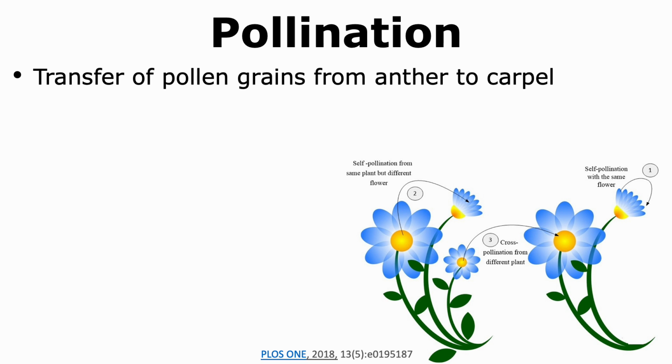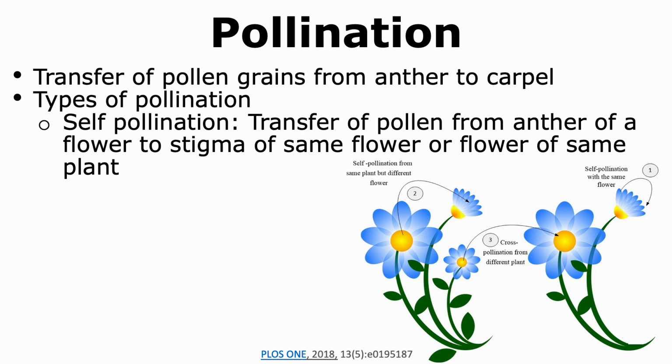For fertilization between the male and female gamete to occur, pollination has to happen, which is the transfer of pollen grains from an anther to a carpel. There are 2 main types of pollination. Self-pollination is when there is transfer of pollen from the anther of a flower to the stigma of the same flower or the flower present on the same plant.